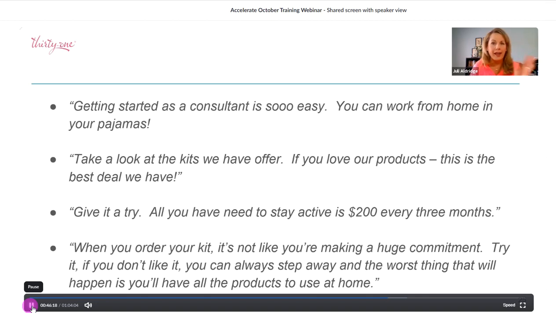Give it a try. All you have to do to stay active is $200 every 3 months. She might be thinking, really? That's it? Wow. I can just go on Facebook once every 3 months and run a product sale, and I'll be able to stay active.